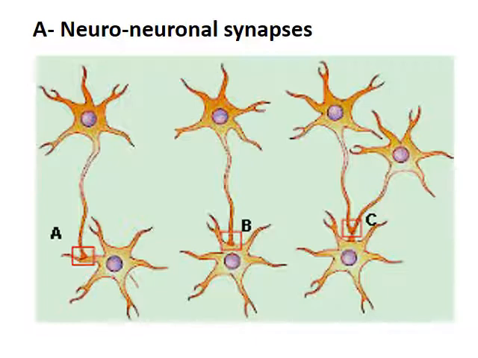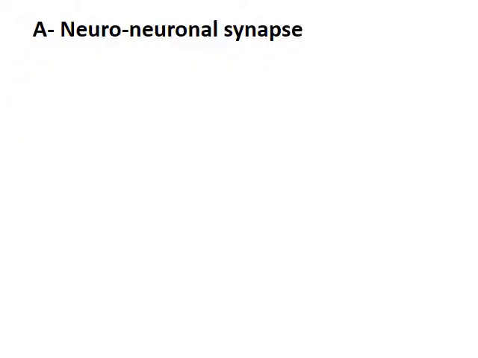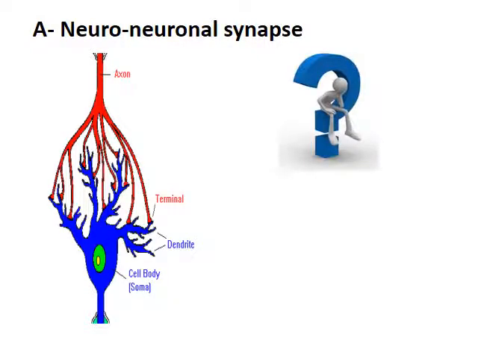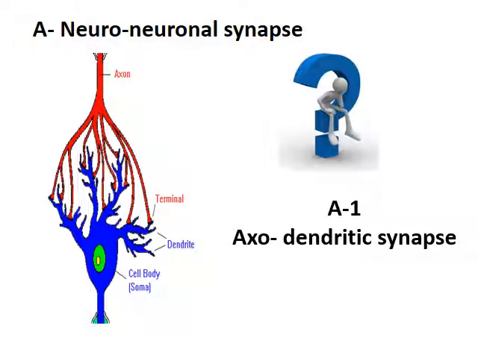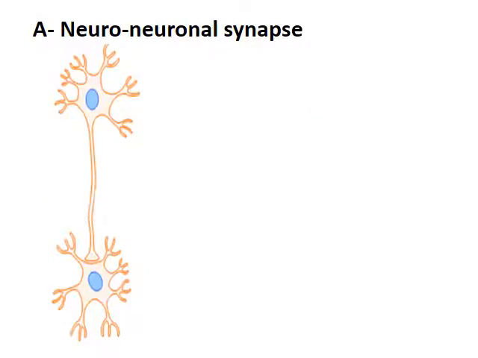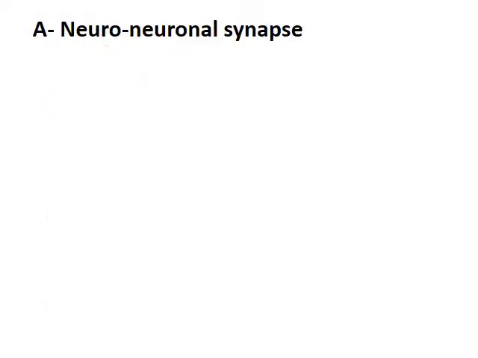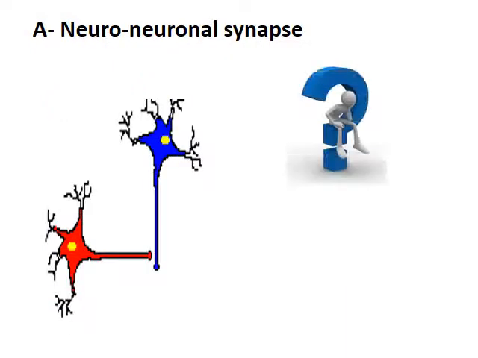Neuronal synapse, this figure shows the different neuronal synapses. The first type is called axodendritic synapse. It's between an axon and a dendrite, as shown in this figure. Second, we have between an axon and a soma. It's called axosomatic synapse. And the third type, which is the last one in neuronal, between an axon and another axon, is called axoaxonic synapse.